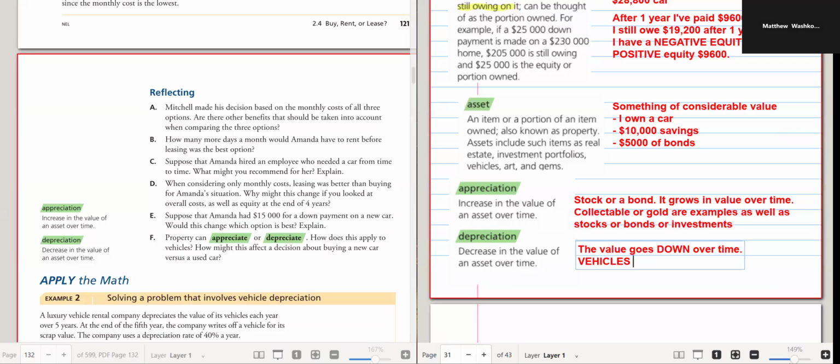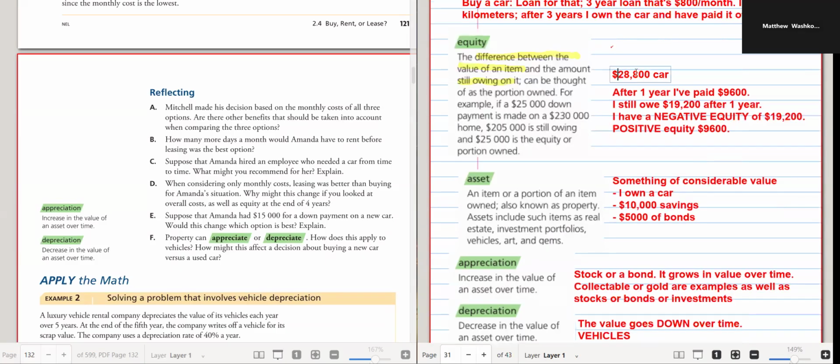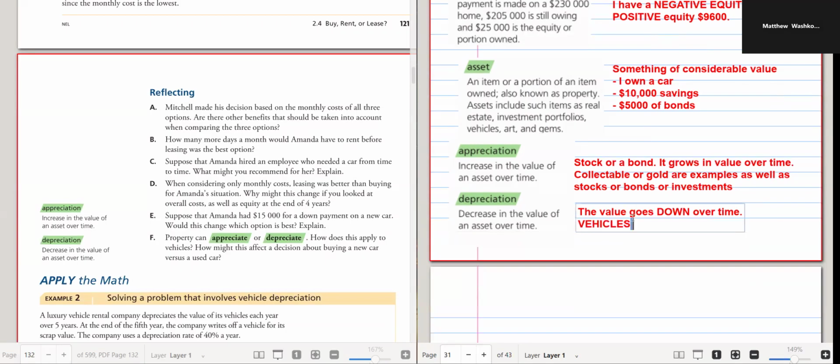Vehicles, right? I took out a loan for a $28,800 vehicle. It's not still worth $28,800 after I put on 3 years and 50,000 kilometers. It's worth less over time, right? And the more kilometers that are on that vehicle, the older that vehicle, the less value it holds, right?